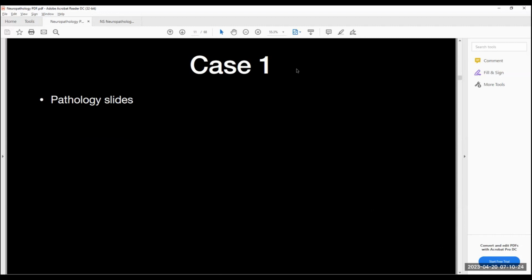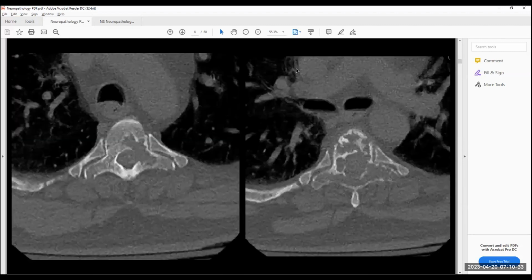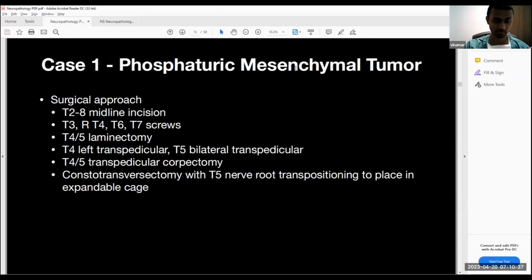I think that you can do a transpedicular decompression and corpectomy at this level just to try to get as much of that out, and then you'd have to maybe fuse them two up, two below. Nice. Yep. So that's essentially what was done.